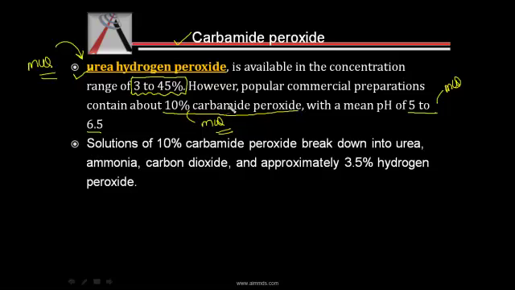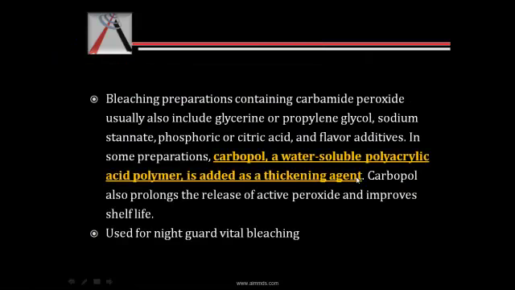Now solution of 10% carbamide peroxide breaks down into urea, ammonia, carbon dioxide, and it releases 3.5% of hydrogen peroxide, which is the actual bleaching agent. The percentage is again important MCQ. So carbamide peroxide, which is nothing but urea hydrogen peroxide, releases 3.5% hydrogen peroxide to bring about the bleaching effect.